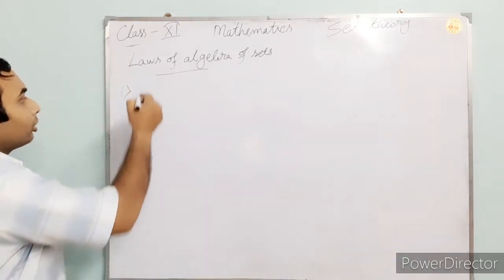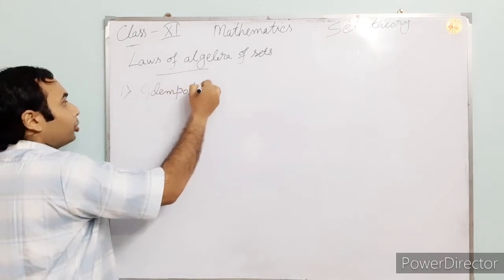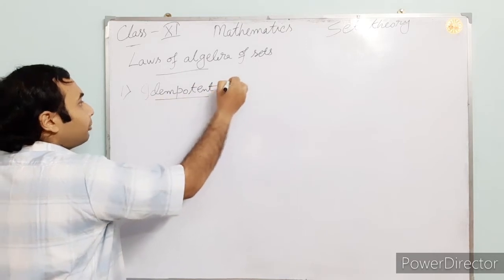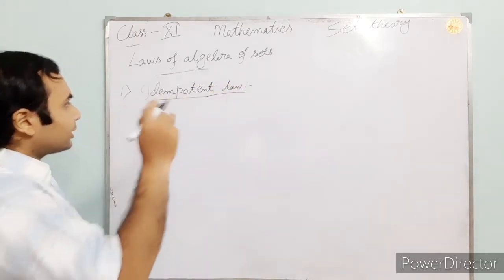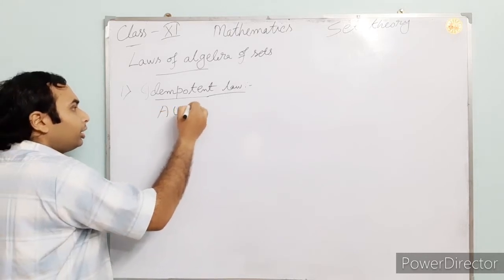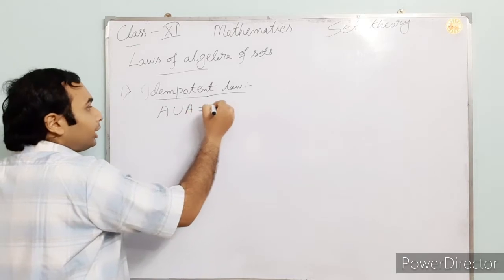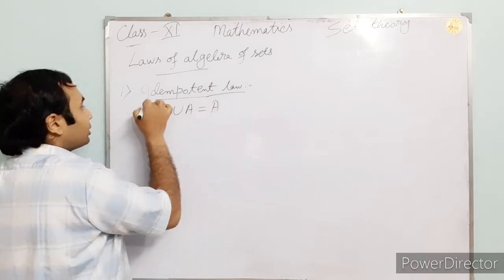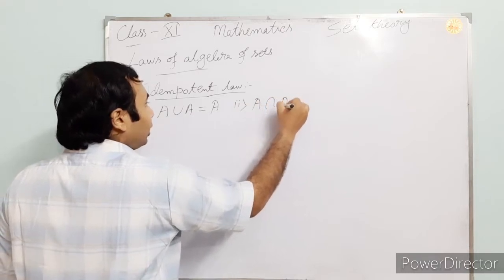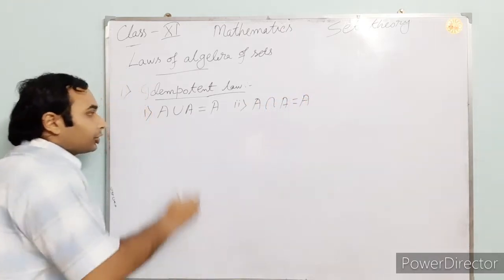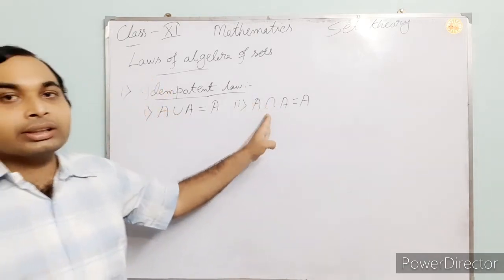The first law is the idempotent law. You have to memorize those names. What is the idempotent law? Very simple. If A is a set, then A union A equals A. That is number 1. Number 2, A meet A equals A. Actually this is called union, this is intersection, and sometimes intersection is called meet.